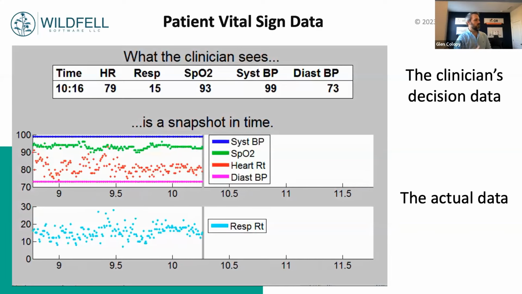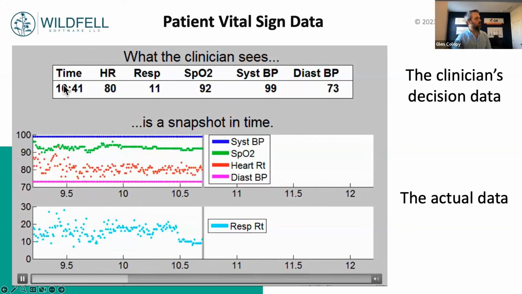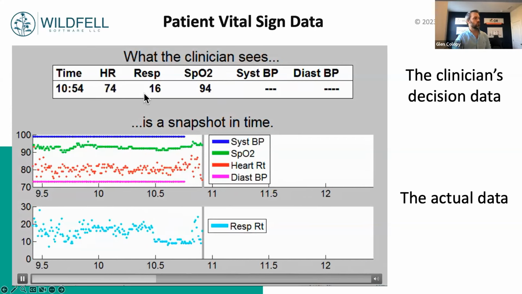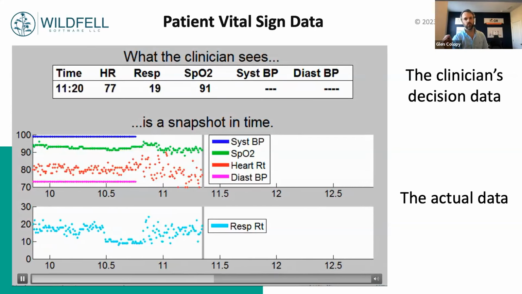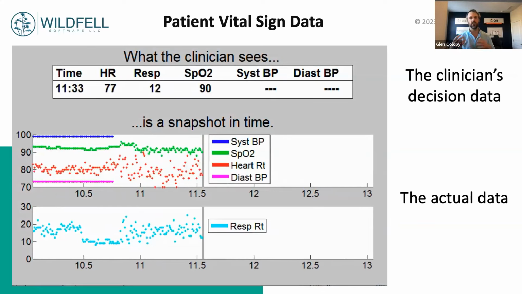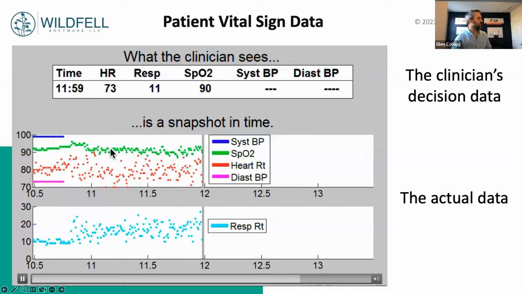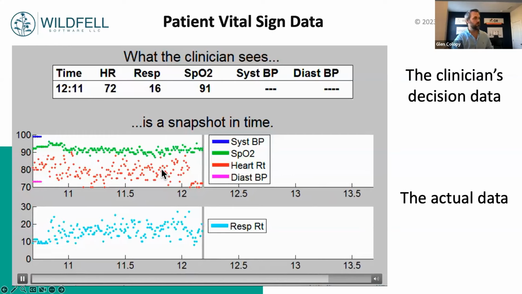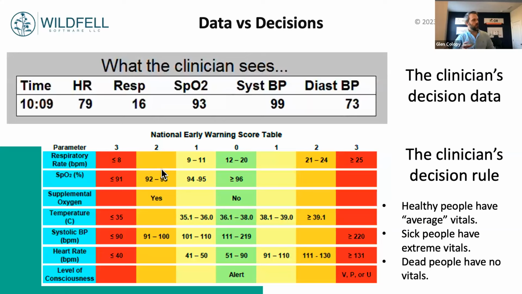So as we said before, the clinician's data is something like this. They'll see what time it is. They'll see the current heart rate, respiratory rate, that's how fast you breathe, SpO2, that's blood oxygen saturation, so how well your blood is delivering oxygen to your body, and things like systolic and diastolic blood pressure. And in reality, there's this rich time series behind it. And to this quick snapshot, the clinician is applying a decision rule, a very dichotomized decision rule.